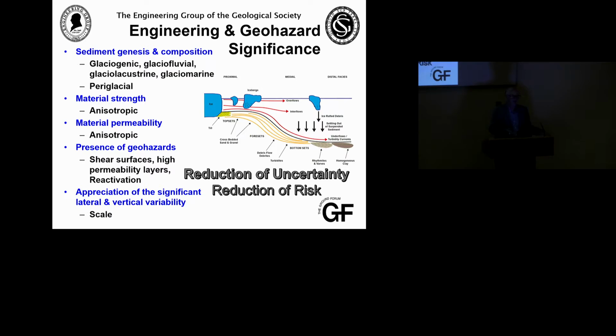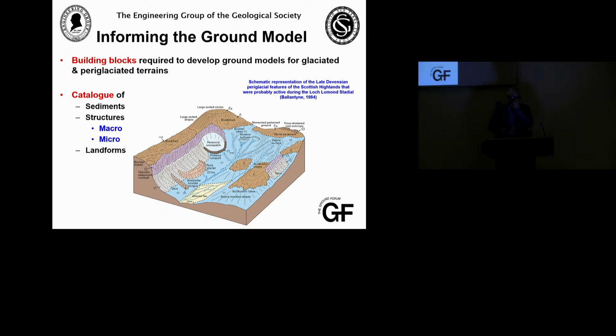And what we also then need to bring to this is the appreciation, as I said earlier, about the significance of the scale of the lateral and vertical variability. So we start to build on that history, build on that genesis, and then start to feed that into our ground model to reduce that risk, to reduce that uncertainty.